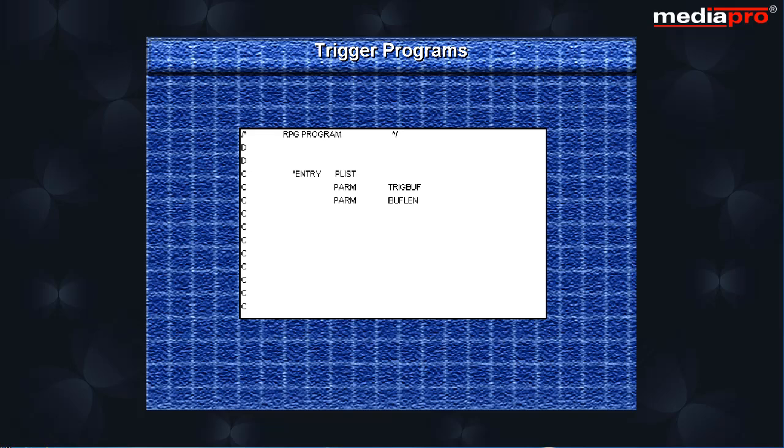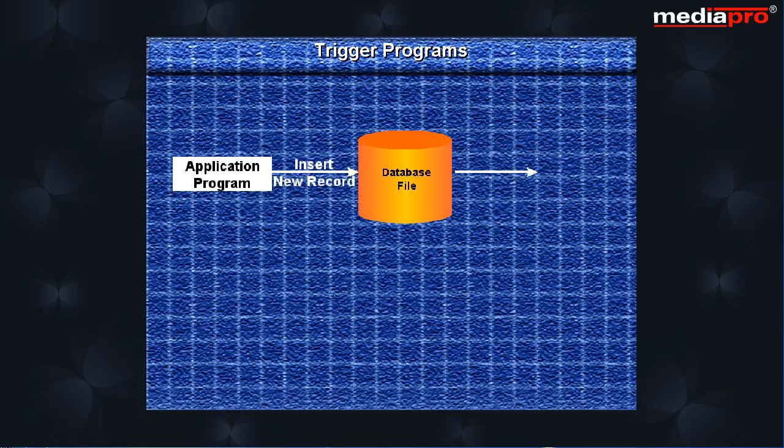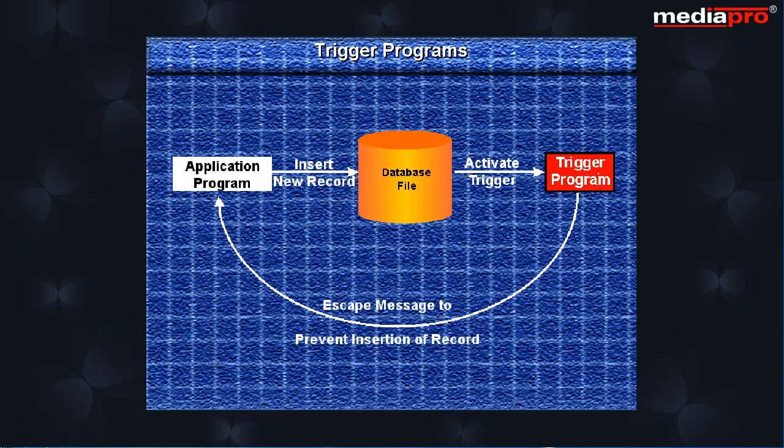The trigger program can be coded to access the required fields from the buffer. In case the trigger program wants to prevent the insertion of a record, it can send an escape message back to the application program that attempted to insert the record. The application program should be designed to handle errors signaled by trigger programs.